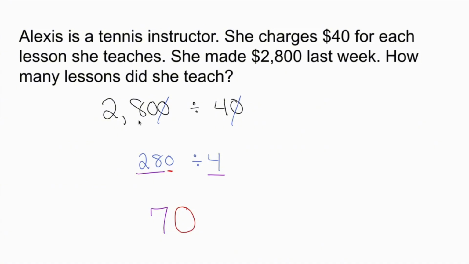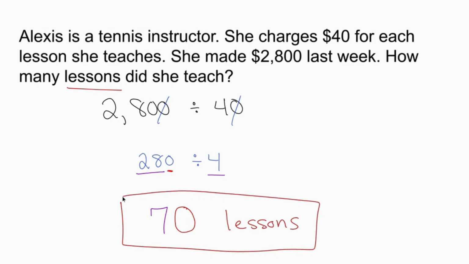So 2,800 divided by 40 is 70. Now this is a word problem, and the question is, how many lessons did she teach? Well, Alexis taught 70 lessons. And that's our answer.